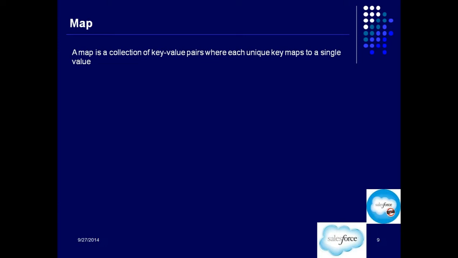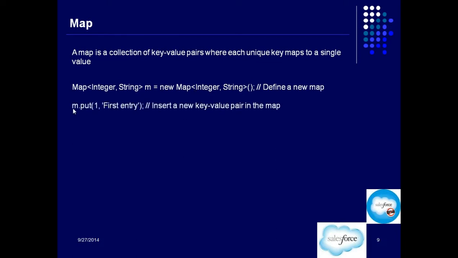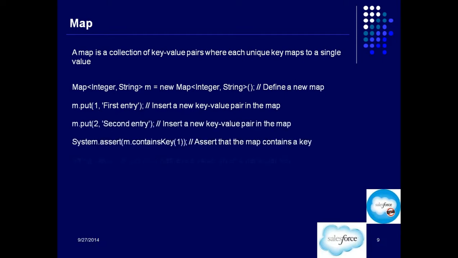A collection of key value pairs where each unique key maps to a single value. So each unique key will map to a single value. For example, map of this. This is the syntax. You can map anything with anything, I mean any data type with any data type. So mapping integer with string, new map. Then you put values into that. m.put(1, first entry), so this will map 1 to the first entry. m.put(2, second entry).